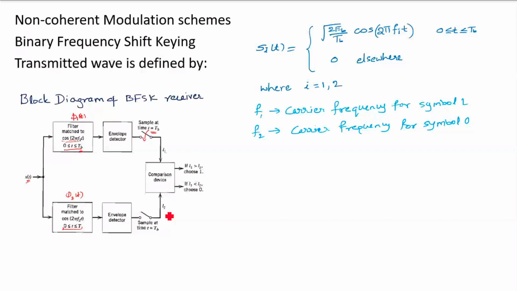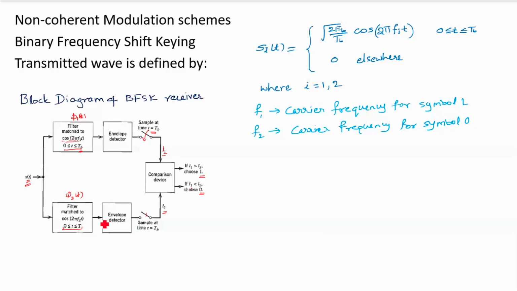Now, if L1 is greater than L2: the common signal goes to the upper filter as well as the lower filter, and this sampler results in value L1 and that sampler results in value L2. If L1 is greater than L2, the symbol corresponds to the transmitted symbol 1. If L1 is less than L2, it is 0.